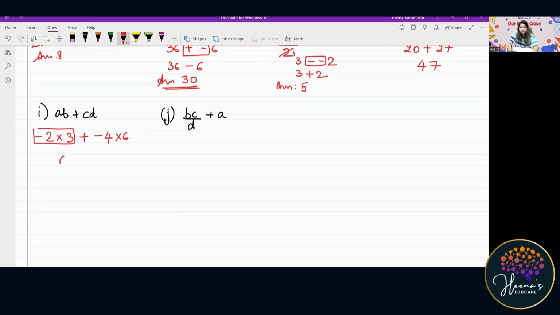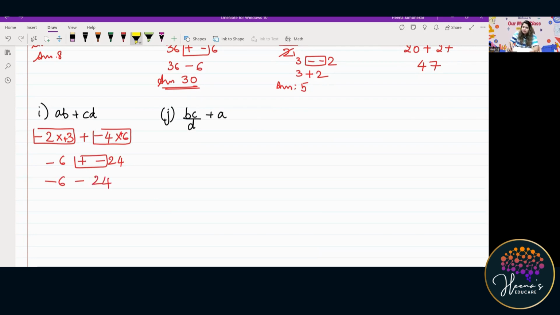3 twos are 6. This is minus, this is a positive. Different signs, so I'm going to put a minus sign. Plus, again, 6 fours are 24. And here what do you have? Minus and positive, right? Minus and plus. So I'll put a minus. Again, we have a consecutive sign. So I'll write minus 6. Plus and minus gives you a minus 24.